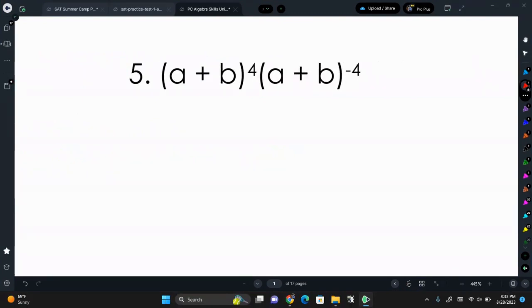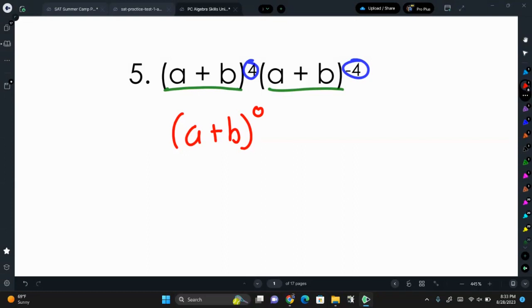Now this one may look tricky, but it really isn't. We have (a plus b) in parentheses raised to the fourth power times (a plus b) raised to the negative fourth power. Well, our base is a plus b. Both of those things are in parentheses. That is our base, so we can add our exponents. So that's going to give us (a plus b) in parentheses raised to the 0 power, because 4 plus negative 4 is 0. Well, that's just 1. And that makes life a lot easier.